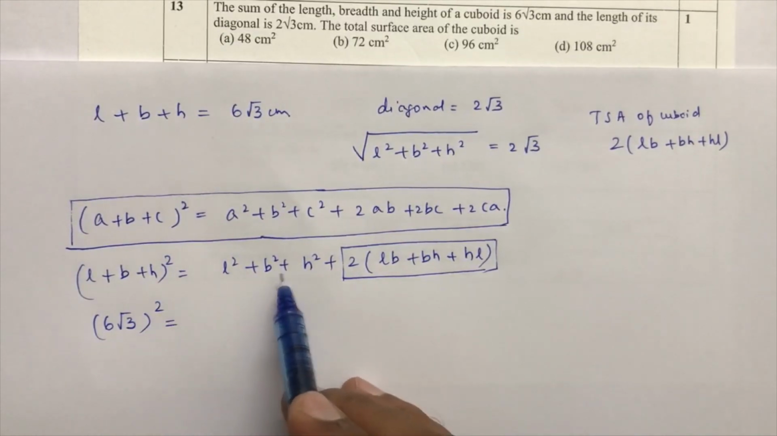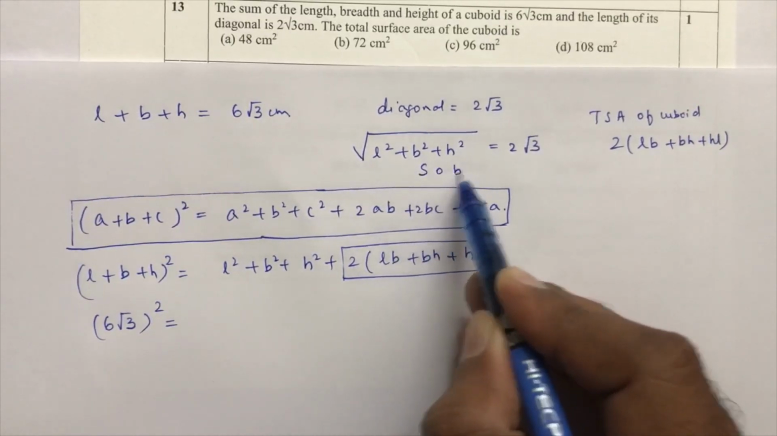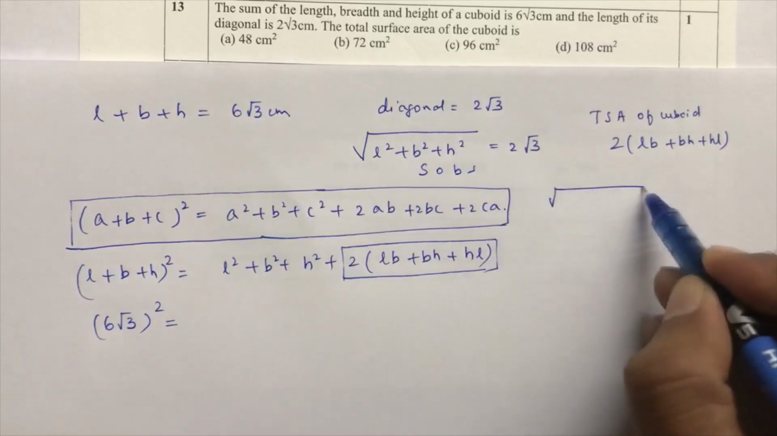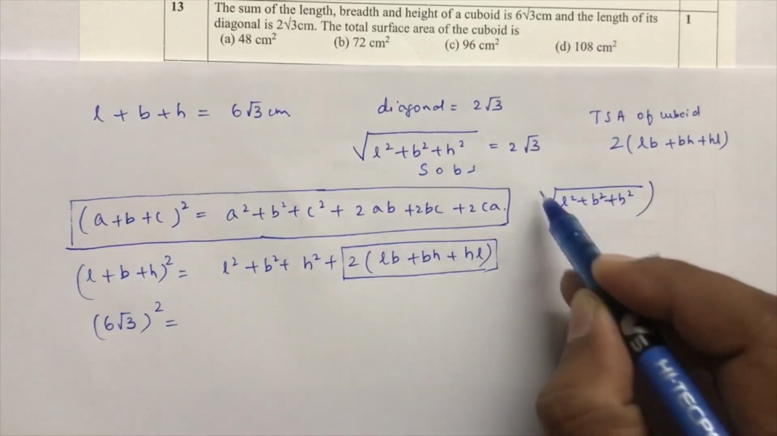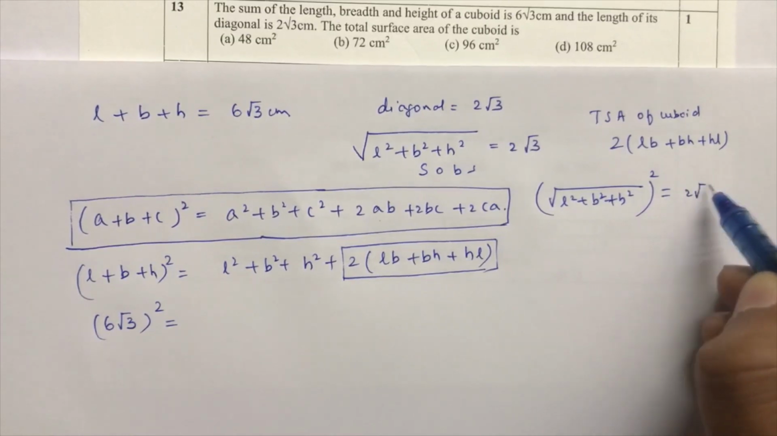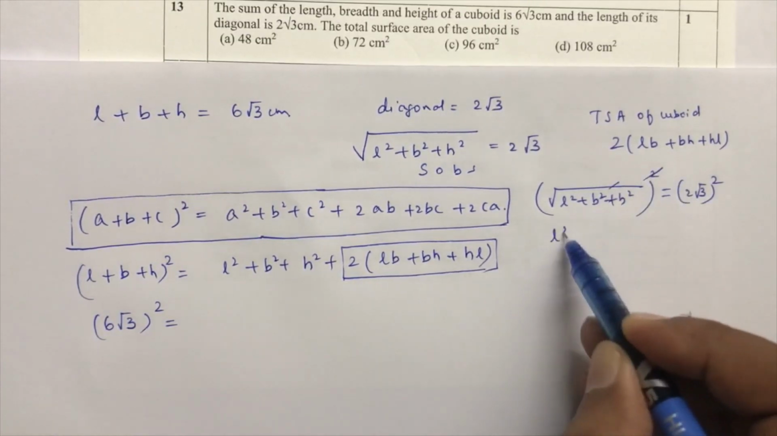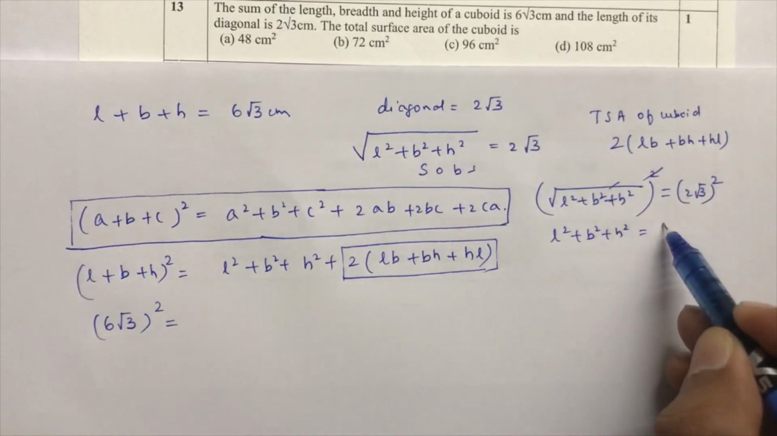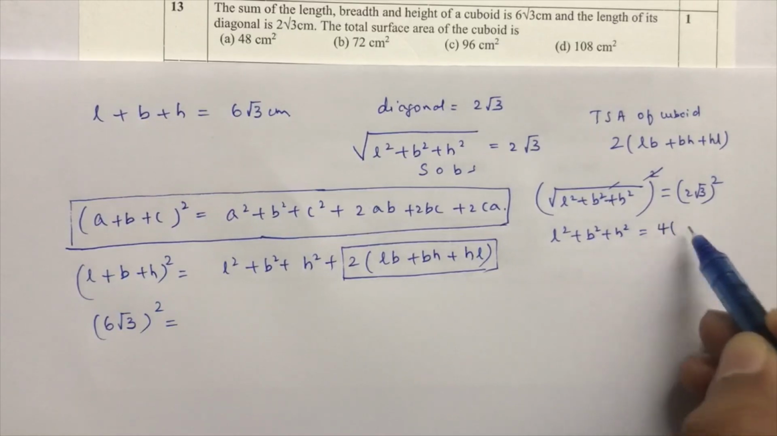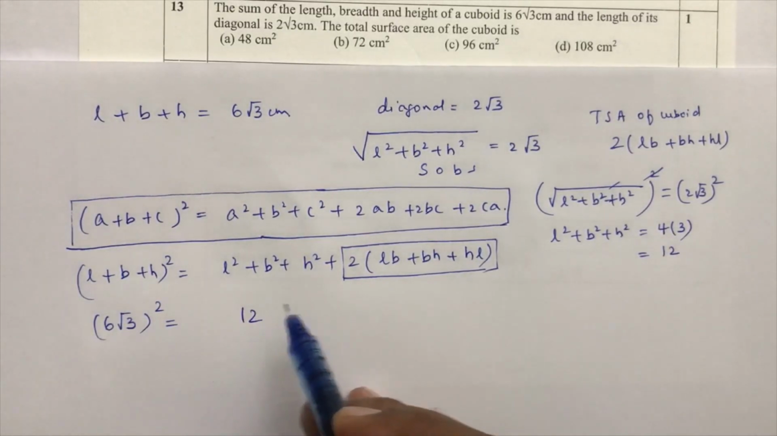And the l square plus b square plus h square value here we don't have directly, but if you do squaring on both sides, for the root of l square plus b square plus h square whole square equals (2 root 3) whole square. So here the square and root cancel. So you'll get l square plus b square plus h square is 2 square, 4, 4 into 3, which is nothing but 12. So this value is here 12.